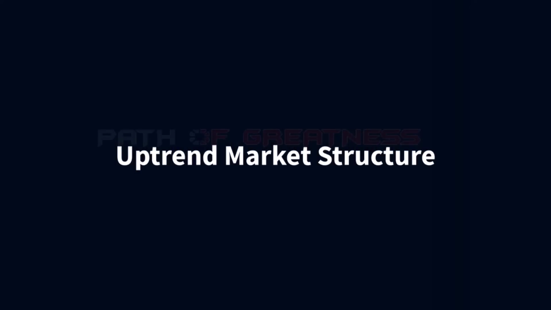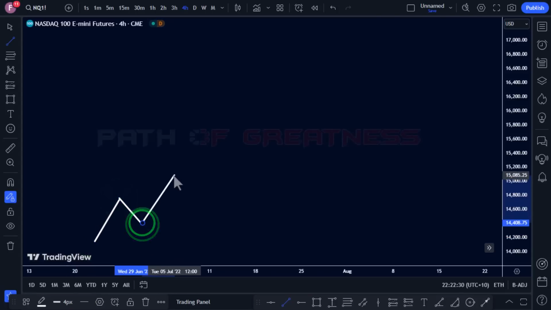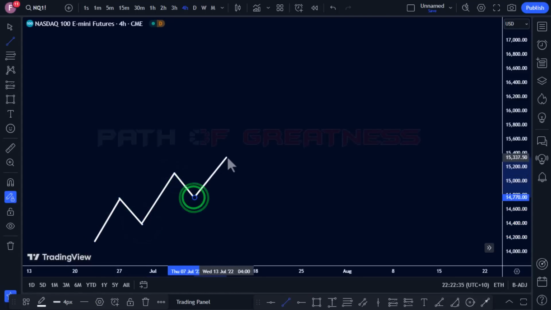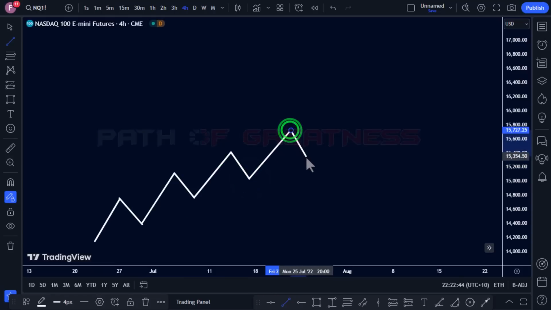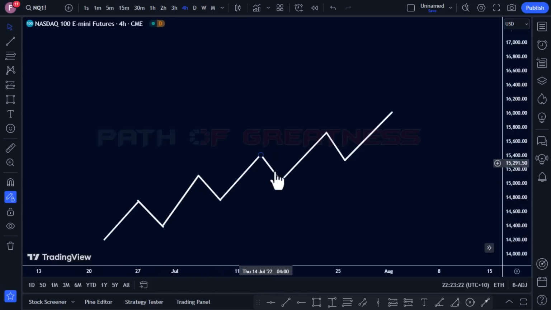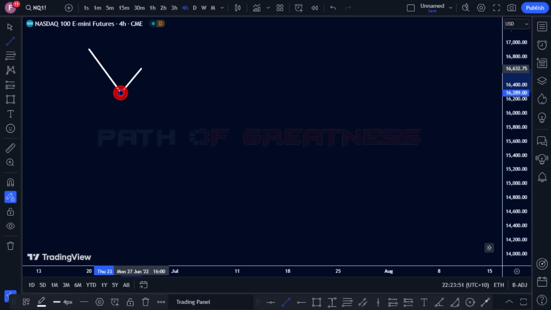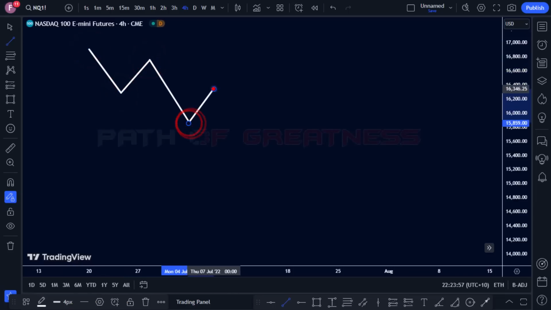What is an uptrend market structure? We need to view an uptrend market structure as a staircase for ascending to the floors of a building. Therefore, whenever the price ascends upward, such a trend is referred to as an uptrend or bullish market structure. In this type of market structure, we should be looking for possible buy entries because the market structure favors buyers as it ascends upward.